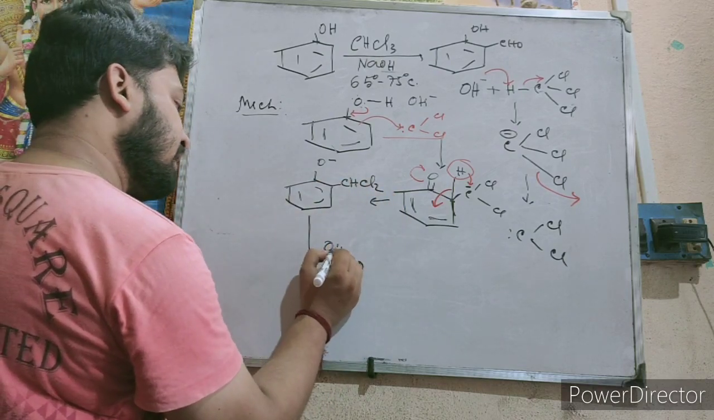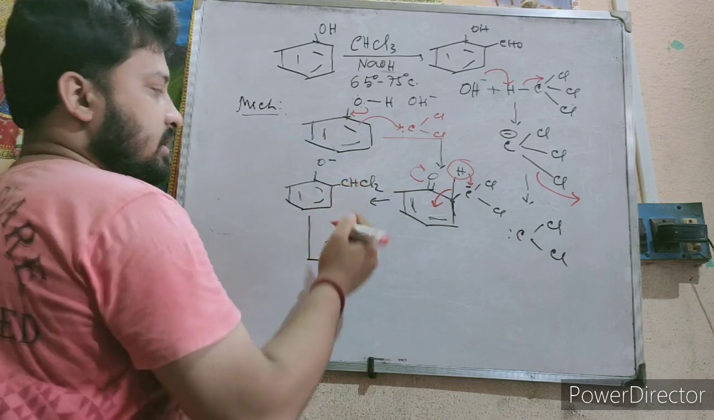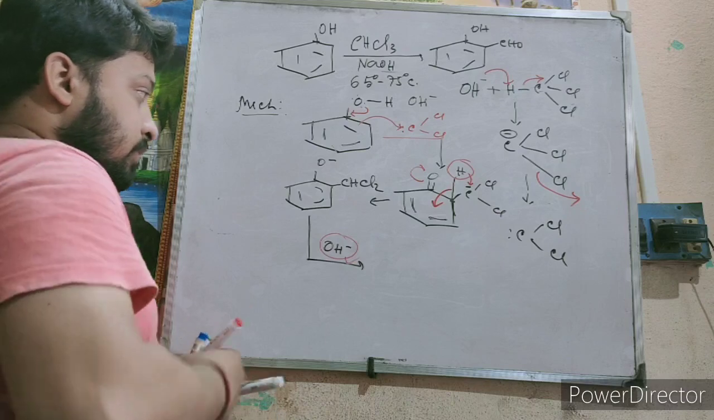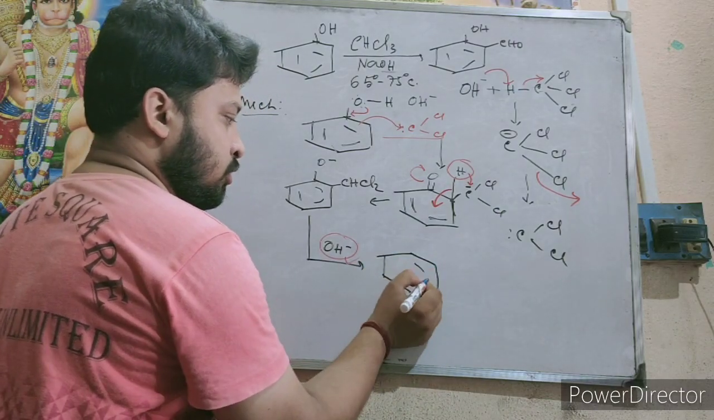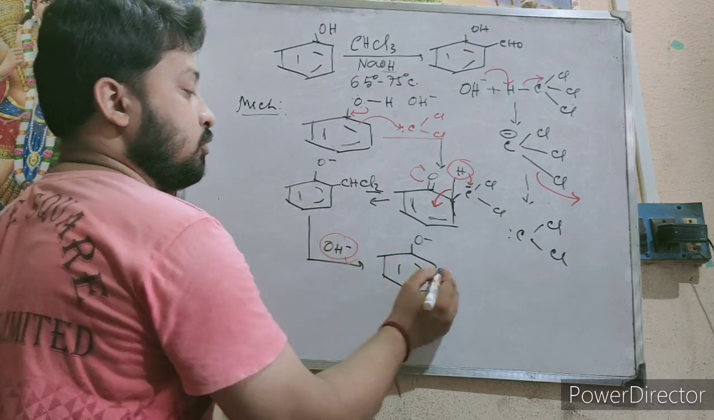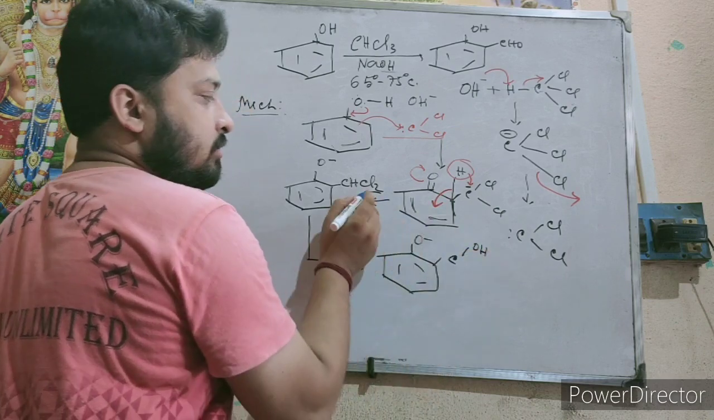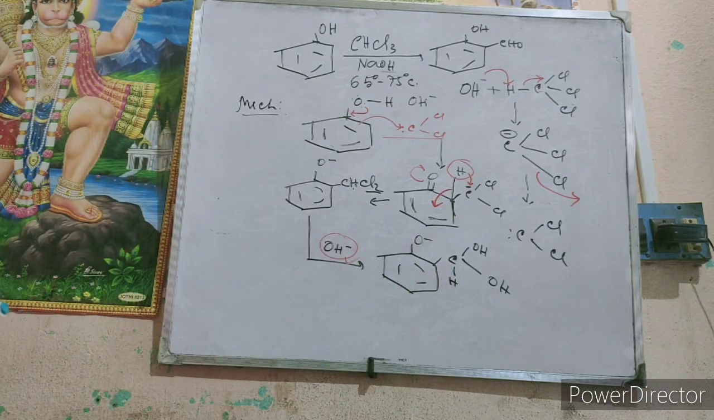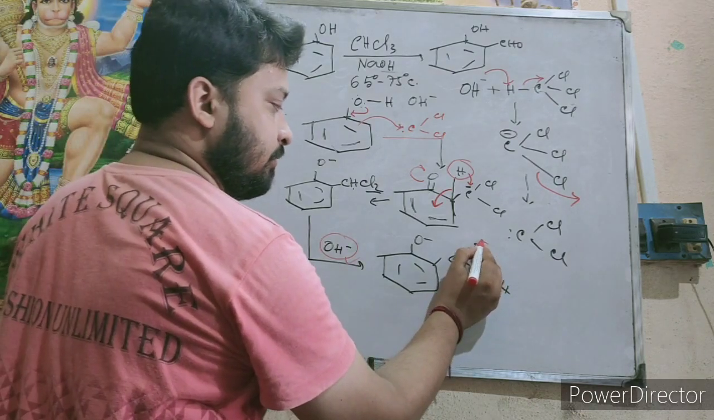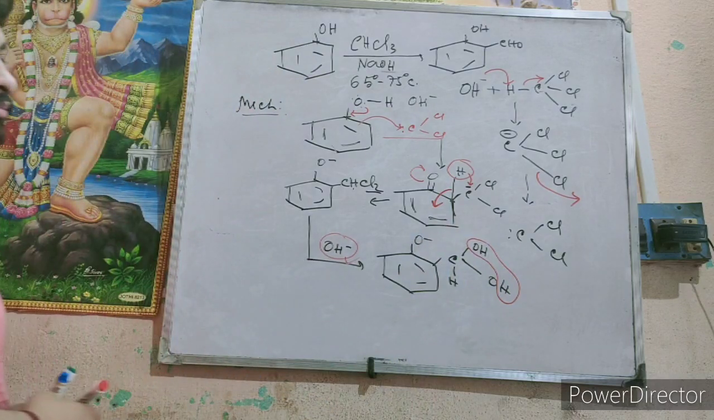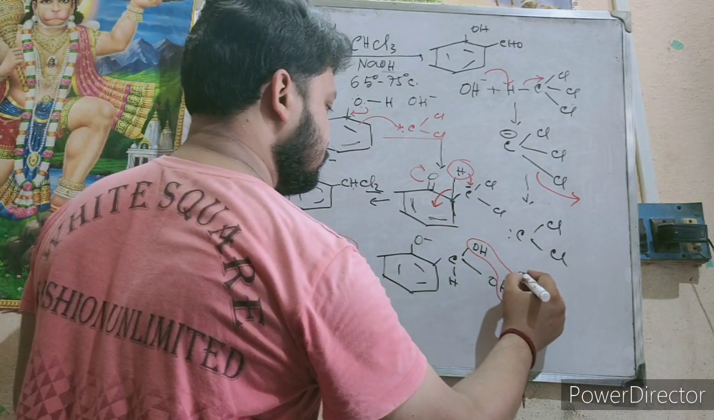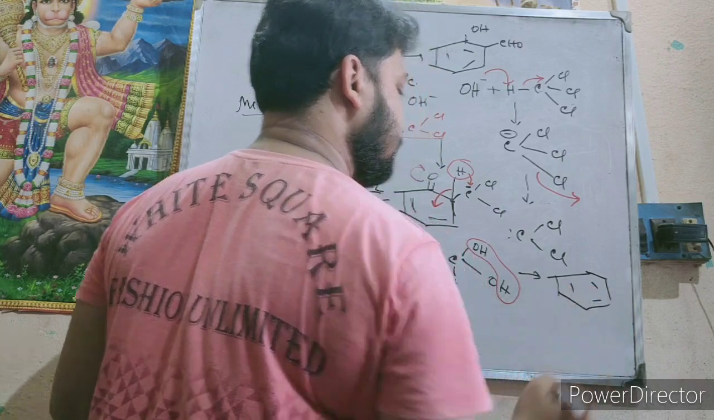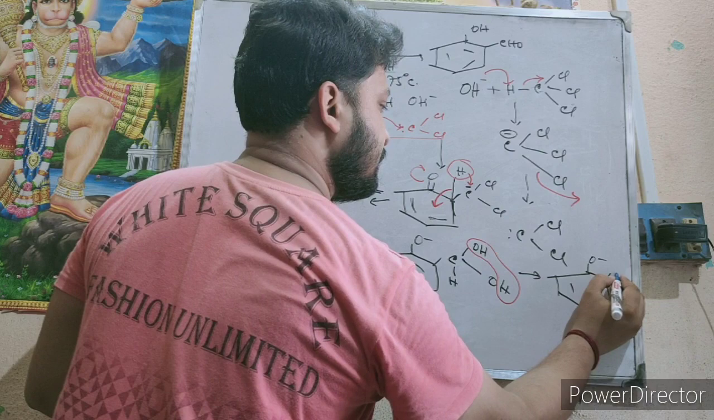Now take OH minus. If you remove this Cl2, you should use OH minus. So finally you get O minus, and you remove this Cl2 with OH, so you see 2 OH and this is H. As we know that 2 OH is not possible, so water is removed from here. So the product is CHO, and this is O minus.